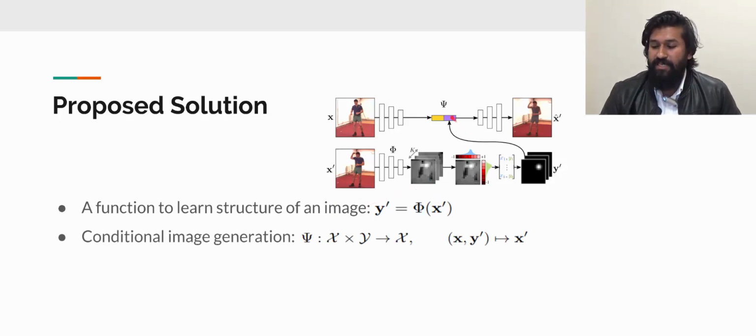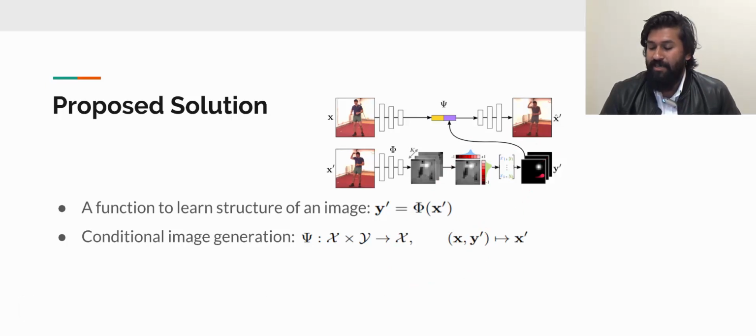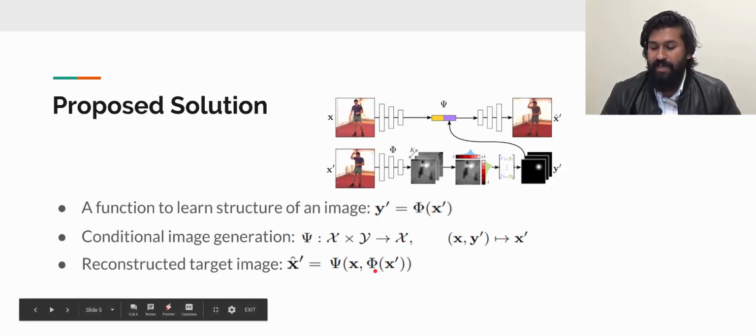And we need another function psi to reconstruct the target image. So here psi will take input x and y prime, that means these Gaussian heat maps, and it will output the reconstructed target image. So basically the reconstructed target image x prime hat will be psi of x and phi of x prime. And what will be the loss? Loss will be some reconstruction loss between x prime and x prime hat.